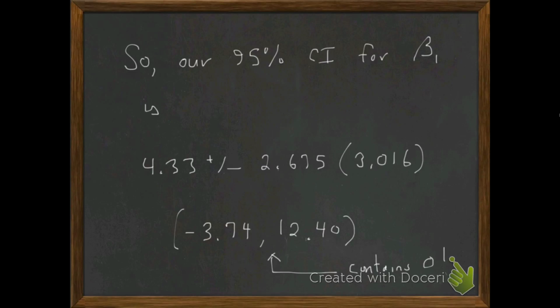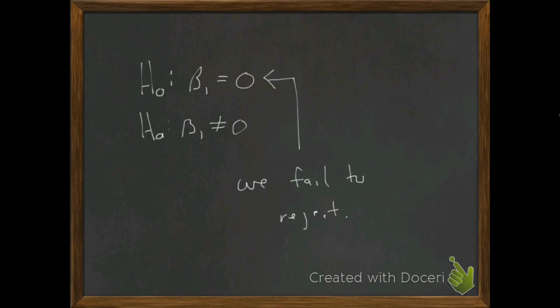So I'll show the calculations there. Notice this contains 0, which makes sense because we failed to reject. If we look back at the coefficient output for our model, we failed to reject the null. Our p-value is greater than 0.05, which confirms the output earlier.